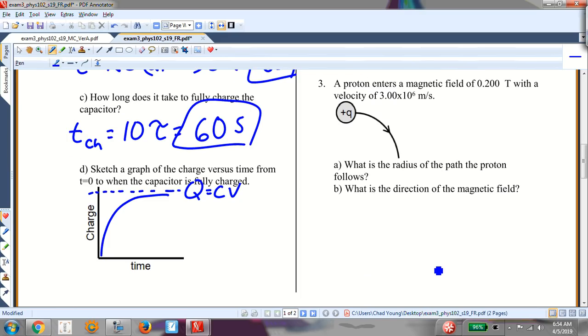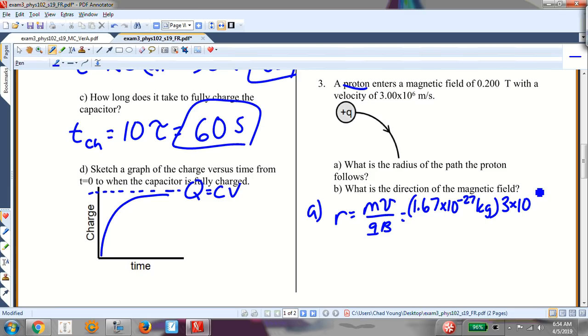A proton enters a magnetic field of 0.2 Tesla with a velocity of 3 times 10 to the 6, as shown here. What is the radius of the path? So first of all, our cyclotron equation is R equals mv over qB. So I just need to know the radius. This is easy. I need to know the proton. My mass is 1.67 times 10 to the minus 27 kilograms. My velocity is given. It's 3 million meters per second.